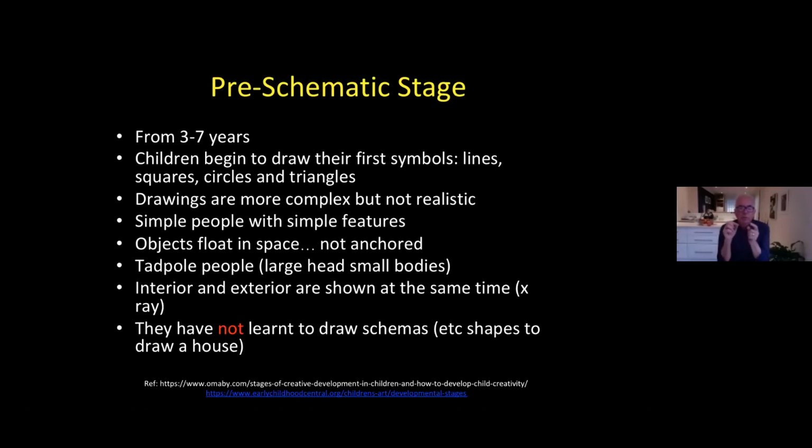The drawings are a little bit more complex, and sometimes they do simple people with simple features. And the other thing is that objects that they do float around in space. All children work through this stage, and they start with tadpole people. So in other words, they have circles and they will put eyes onto them, and they might not have any hands, they might not have any legs.